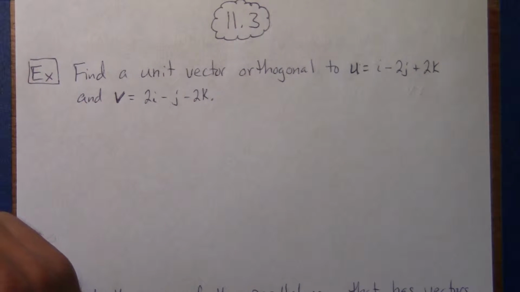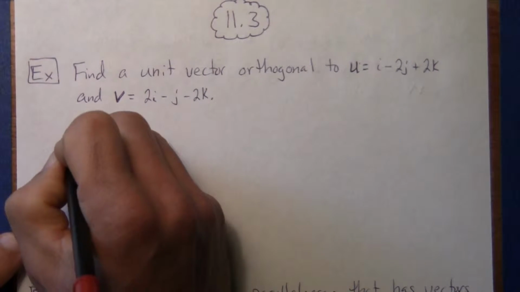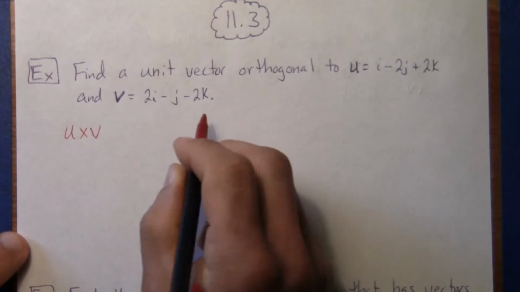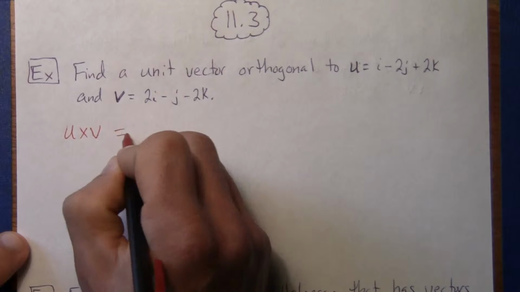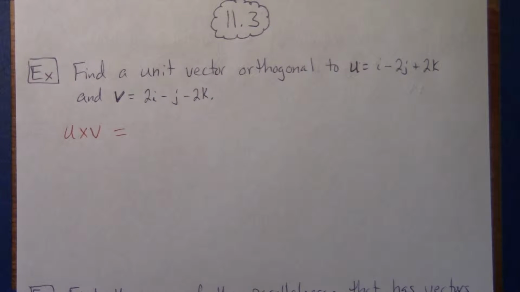Alright, so looking at the first one, find a unit vector orthogonal to these 2 vectors. And you have to remember from our notes that when you find the cross product, that is going to give you a vector that is perpendicular to both of those. So what I want to find is u cross v. So I'm going to go ahead and do that, and just have to remember exactly what that's going to do.